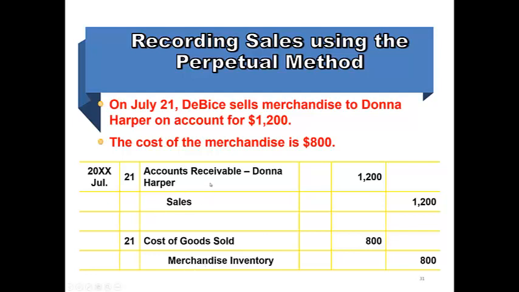So we sold this to Donna Harper for $1,200. That's the retail price. So we're debiting accounts receivable, crediting sales for $1,200. Now it's telling us that the cost of the merchandise was $800. We need to take that out of inventory with a credit and debit cost of goods sold. So we can really look at these 2 journal entries and tell what the gross profit was on the sale. If we charged our customers $1,200 and the inventory cost us $800, then our gross profit would be $400.